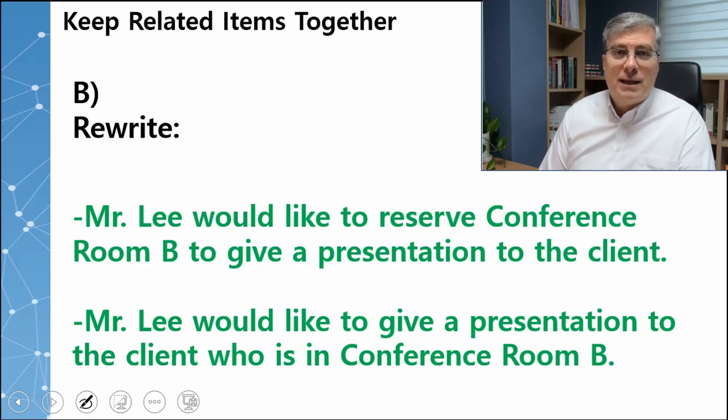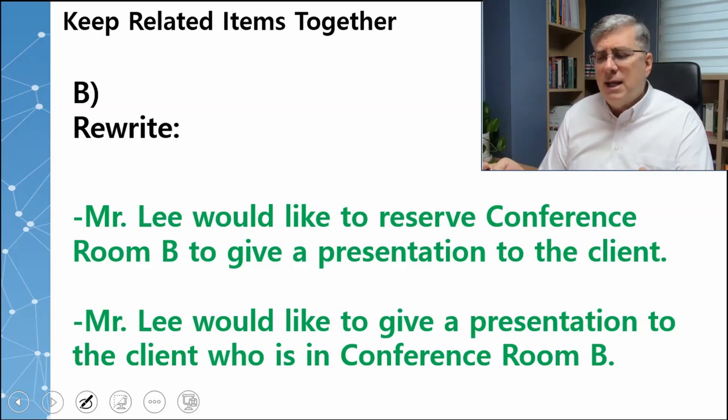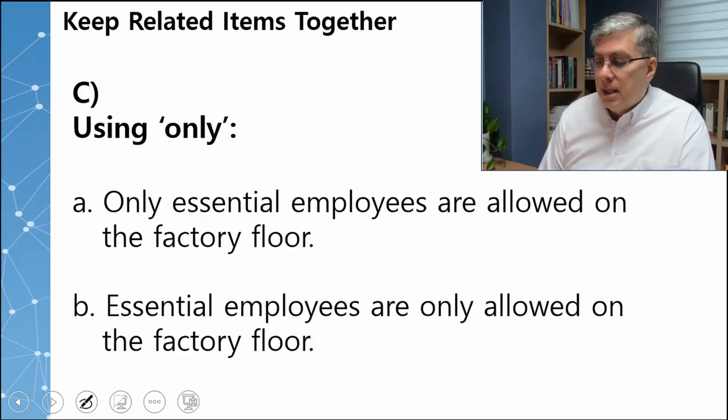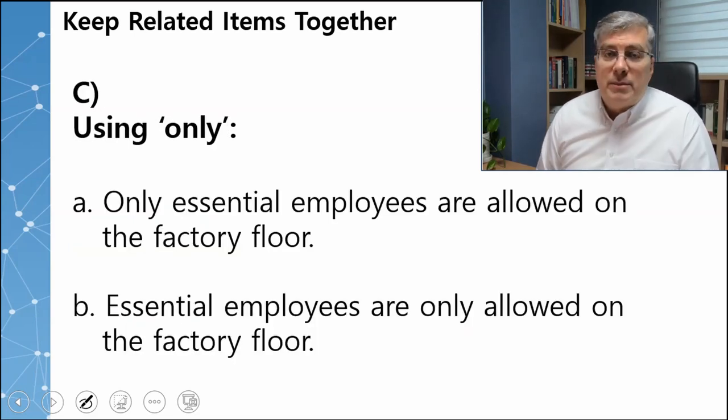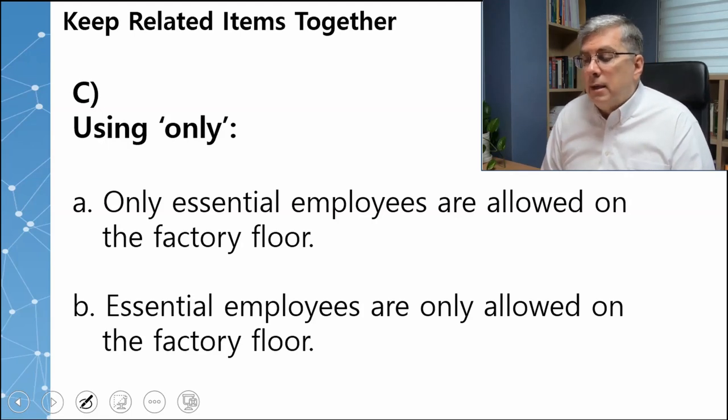Again, look at your writing, see if there might be some question, if the other person might look at that and say, did they mean A or do they mean B? And then maybe you want to rewrite it so it's very clear that you mean A or you mean B. Okay, good. C, using only. Be careful using the word only. I have an example here.